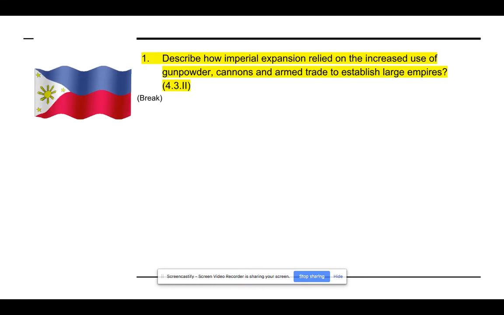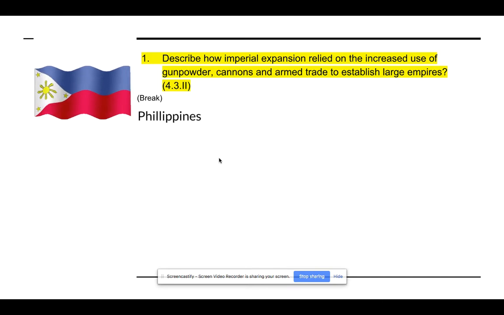Okay. So the next key concept question that you need to answer is: describe how imperial expansion relied on the increased use of gunpowder, cannons, and armed trade to establish large empires. The key thing I want you to underline here is gunpowder. How did technology and weapons result in this expansion? Well, in your text, one of the first things they go over is the Philippines, right?